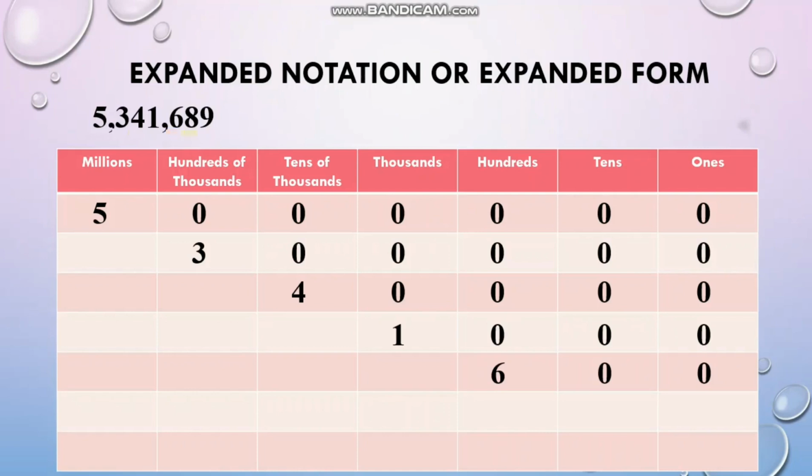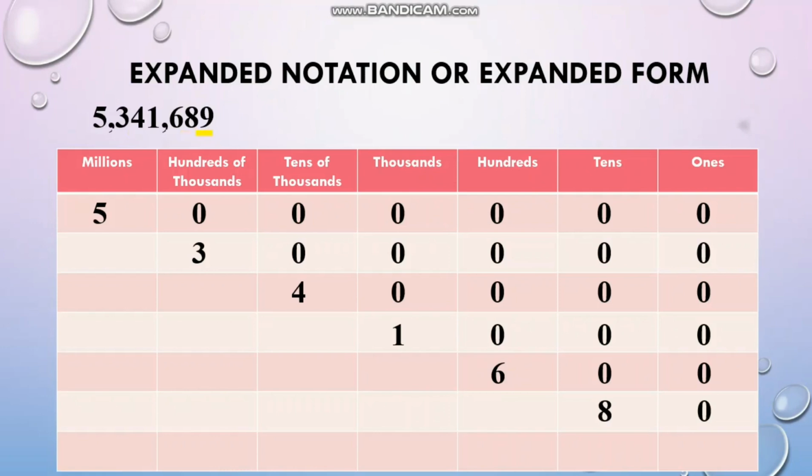Let's look at the sixth digit, 8. The digit 8 is in the tens place, so we write in the sixth row in the tens column 8 and 0 in the rest of the columns.